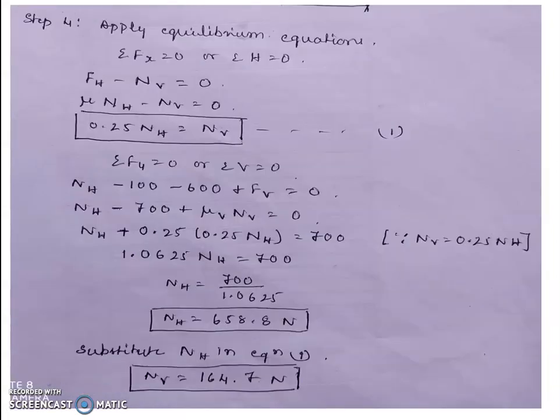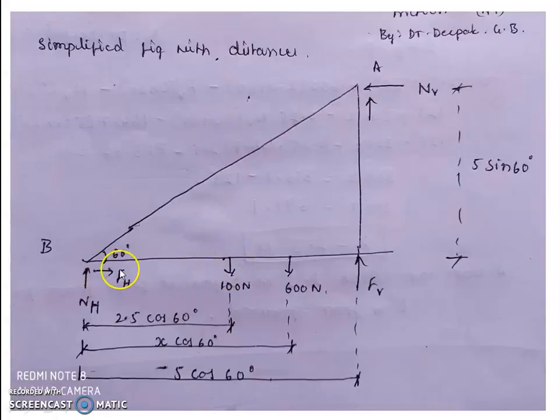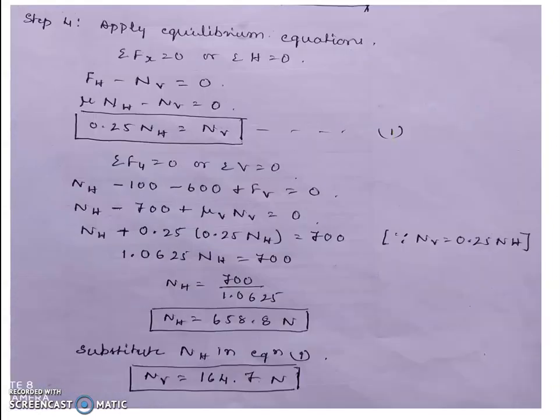Now we will try to apply the equilibrium equations, that is, the summation of all horizontal forces is equal to 0, or forces in the x direction is equal to 0. What are the forces here? One is FH acting towards the right side, hence it is positive. Another one is NV acting towards the left side, hence it is negative. Only two forces. Here you can see plus FH minus NV is equal to 0.